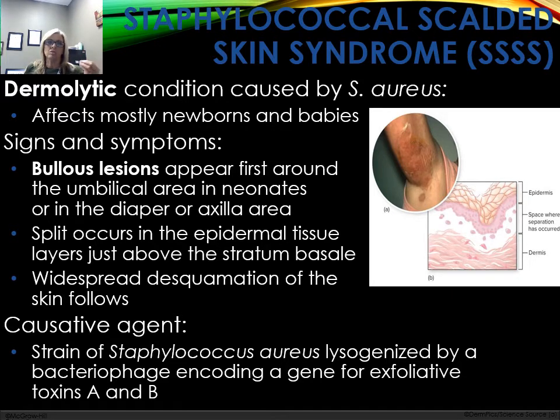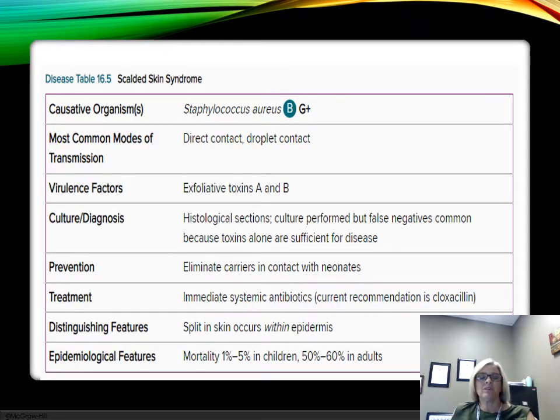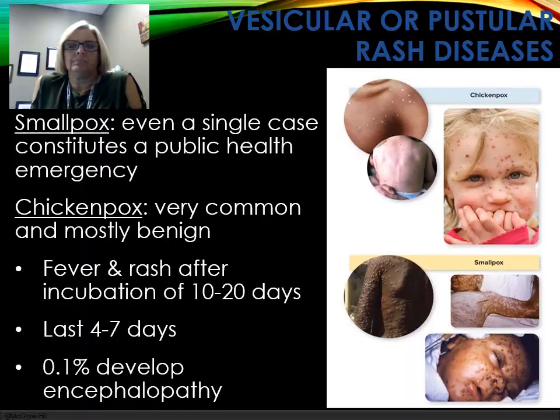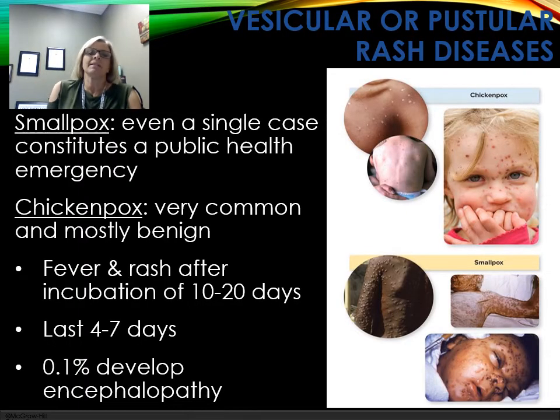So treatment here is going to be with systemic antibiotics like cloxacillin. And again, this affects mostly newborns and babies and causes that split in the skin. So you would want to add this to your card for Staph aureus. You would want to add that it has the exfoliative toxins A and B, that it can cause scalded skin syndrome primarily in neonates.